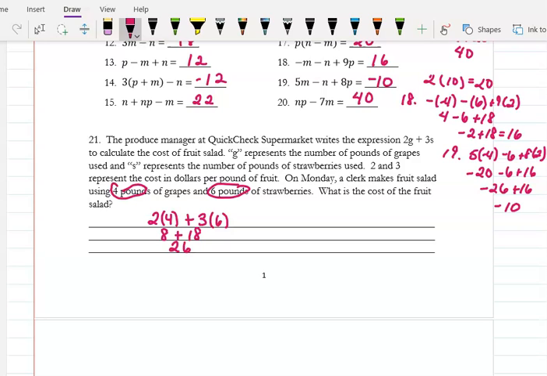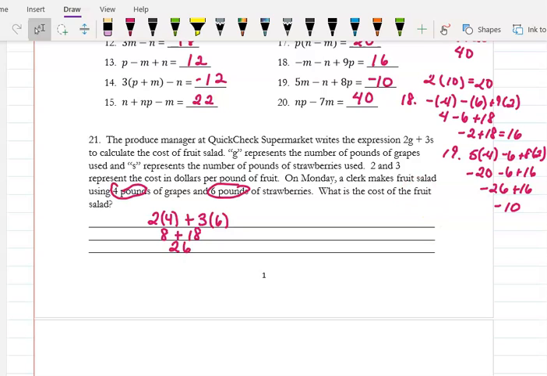So that means that it cost the store $26 to make all the fruit salad, and now that probably means they're going to put it in small containers and sell it, and this is going to tell them how much they spent on it, so it gives them an idea how much they need to charge to make a profit.